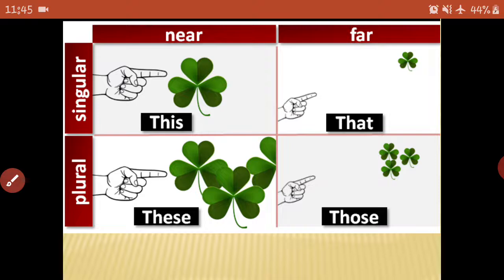Now, if your leaf is near and in singular form, then I will use the word this. If anything is far and singular, then I will use the word that. Let's proceed to plural form. In plural form, if many things are kept and they are kept near to me, I will say these. And if many things are kept far, I will say those.